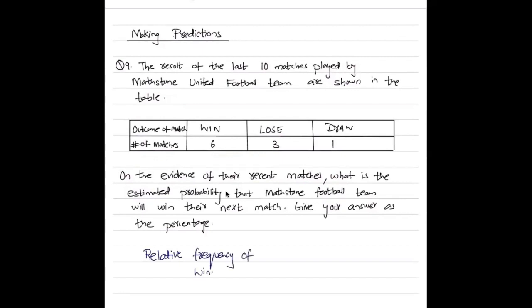Relative frequency of winning is going to be 6 out of 10. That is 0.6, which means there is a 60% chance that they are going to win the next match. There is a 30% chance that they are going to lose the match. And there is a 10% chance, based on their previous result, that they are going to neither win nor lose, they are going to draw it. Okay. So if we want to give our answer as a percentage, we are going to multiply the probability by 100.